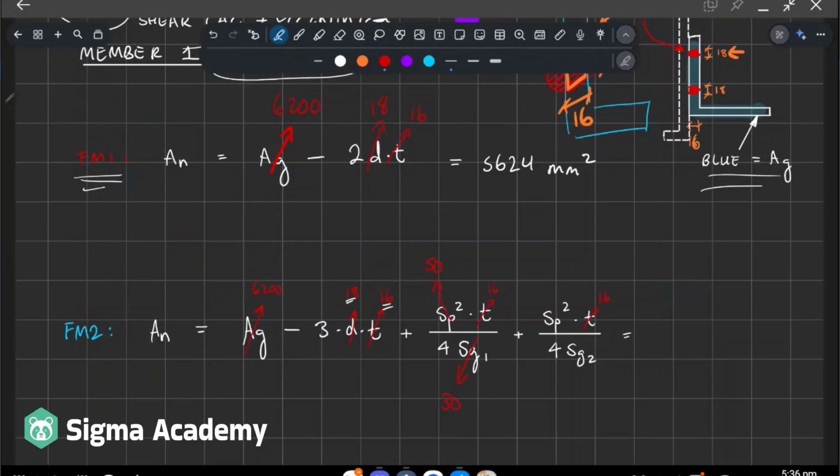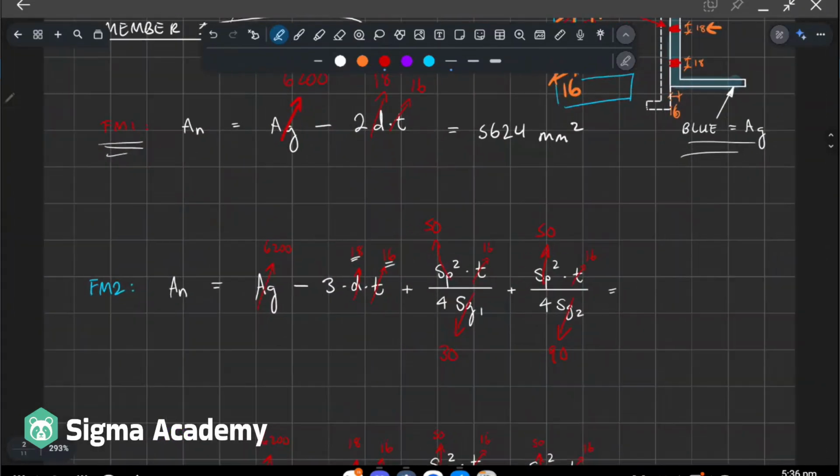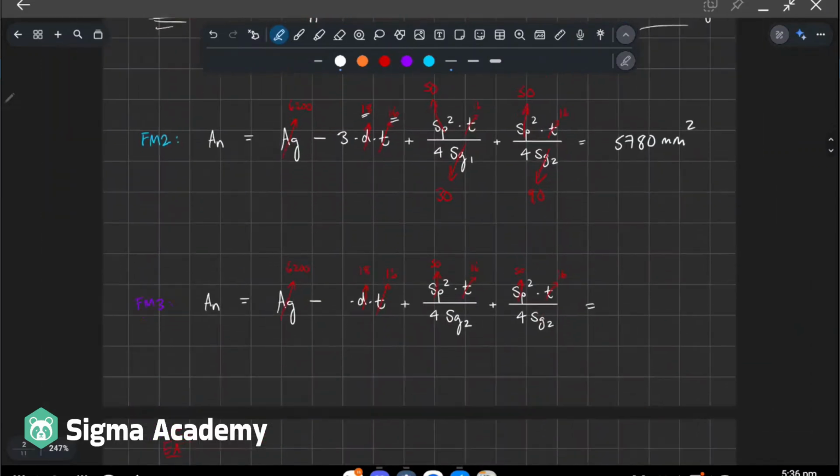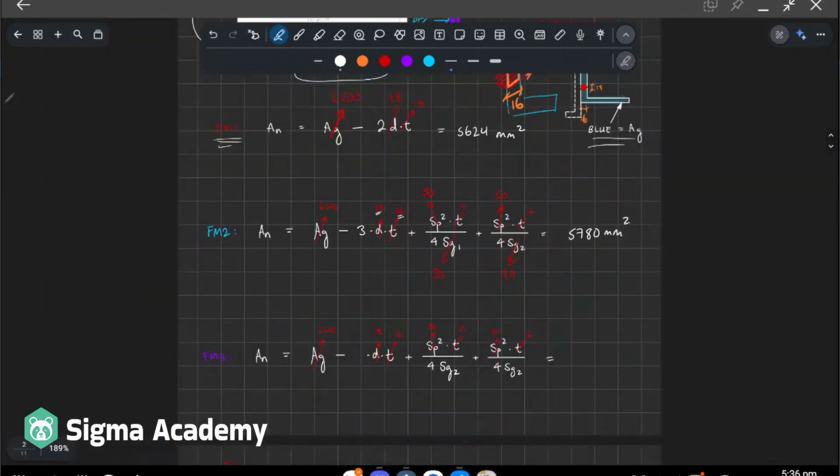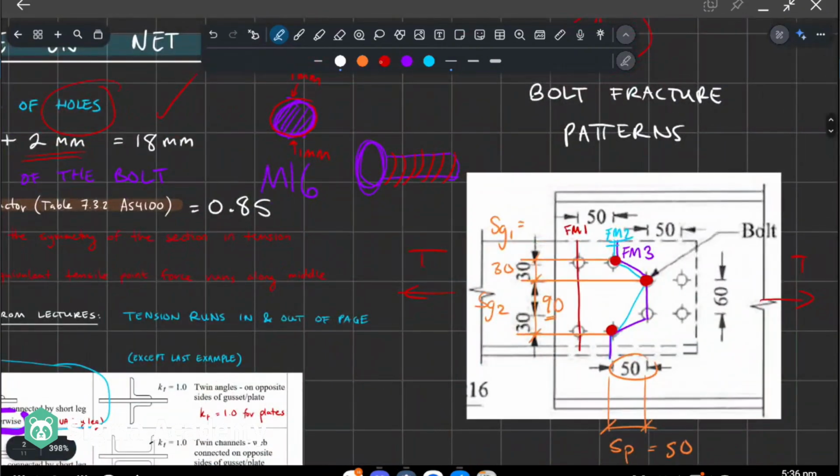And SG1 was 30, SG2 was 90. Okay, and the pitch was the same for both of them. All right, you can also stick around to the end of the video and I'll explain kind of where these formulations come from. Okay, so that gives us 5,780 millimeters squared. Cool.